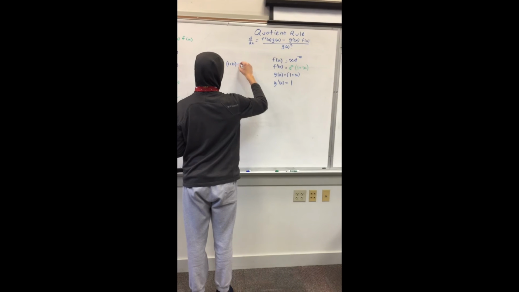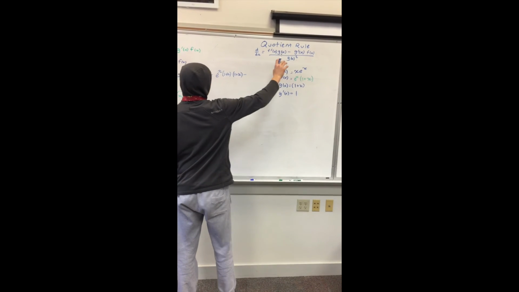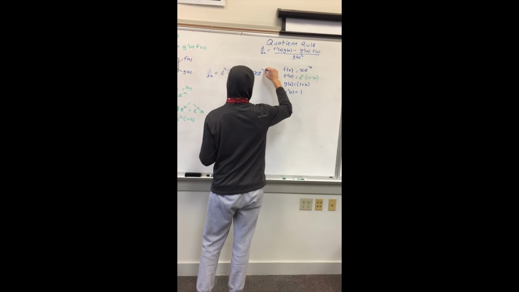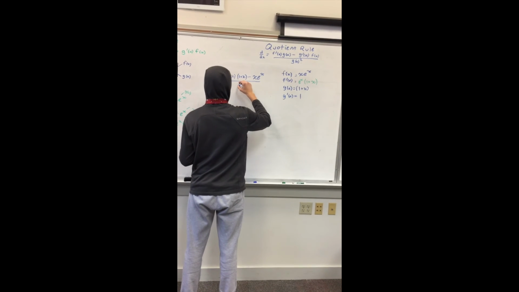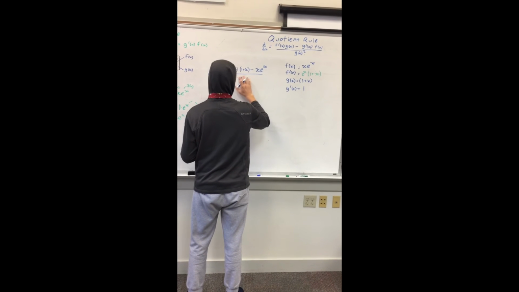And we're going to subtract g prime of x, which is just 1, so we don't even have to write it, times f of x, which is x e to the x. And then it's all over g of x squared, which is 1 plus x squared.